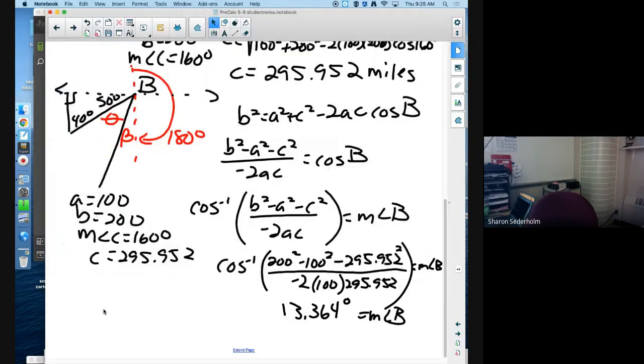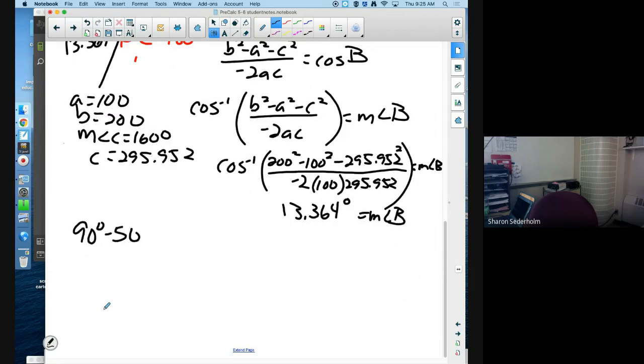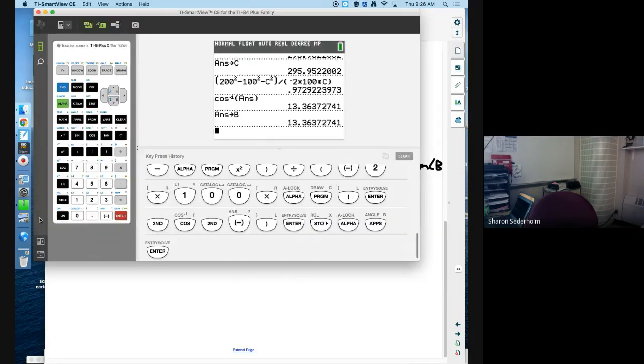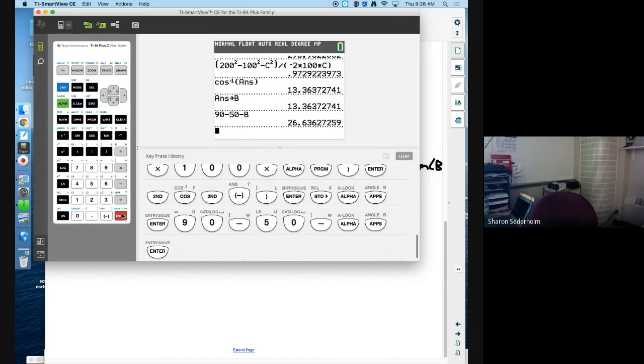Because again, this is 50. This we now found at 13.364 degrees, but those weren't the ones we really need. We need beta. So we need 90 minus 50 minus 13.364 degrees. That'll give us our beta. So 90 minus 50 minus alpha B. 26.636 degrees.